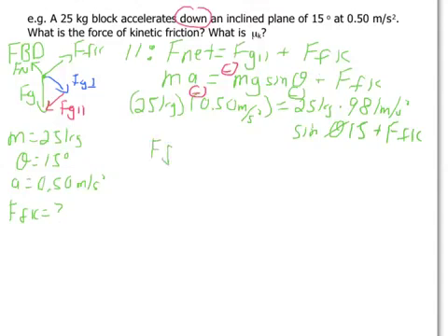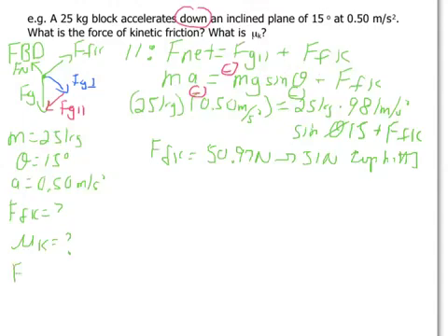We solve for our math. Ffk equals 50.97 newtons, or 51 newtons uphill. The second part of the question asks us, what is the coefficient of kinetic friction? In order to find the coefficient of kinetic friction, we need to look at the formula Ff equals mu Fn. We're looking for mu, but we don't have Fn. Therefore, we should look in the perpendicular direction to find Fn.